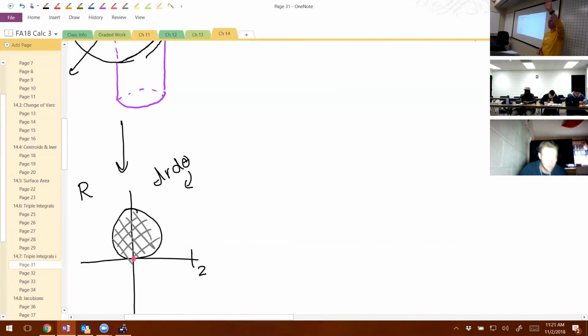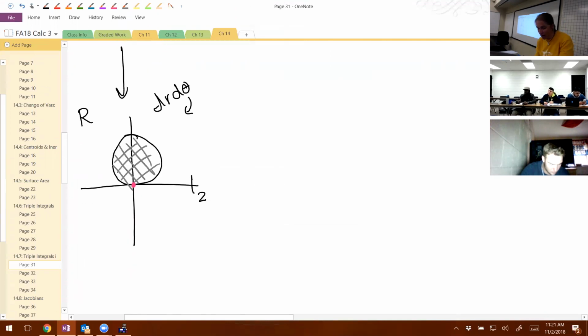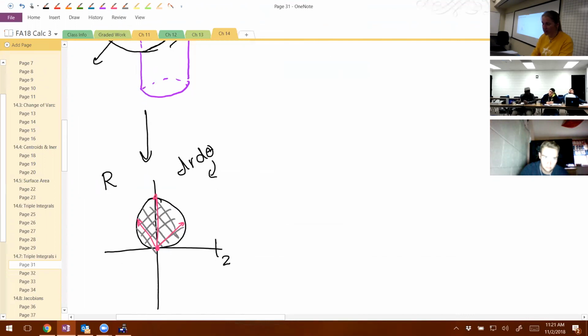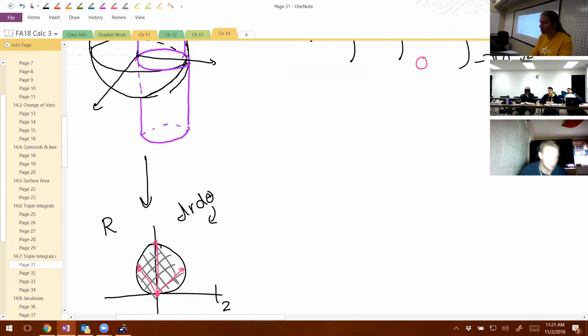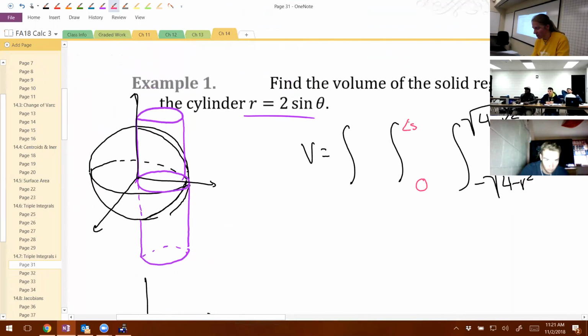Is it going to be a constant for our upper limit? Is the radius always the same everywhere on this graph? Remember, radius is talking about this distance here. Is that the same for any angle we go to? Are all those little pink lines the same length? What is r? It's y equals 2 sin theta. Exactly. r equals 2 sine theta.